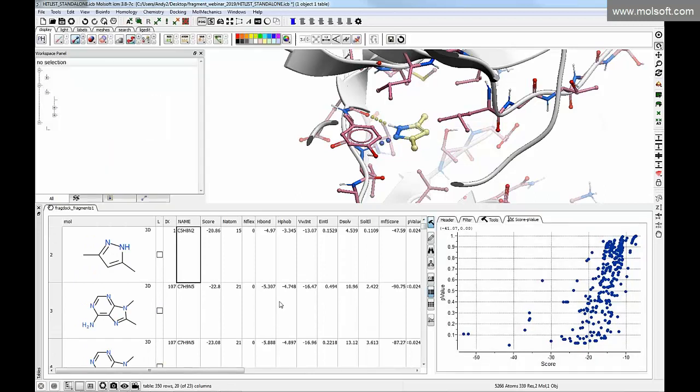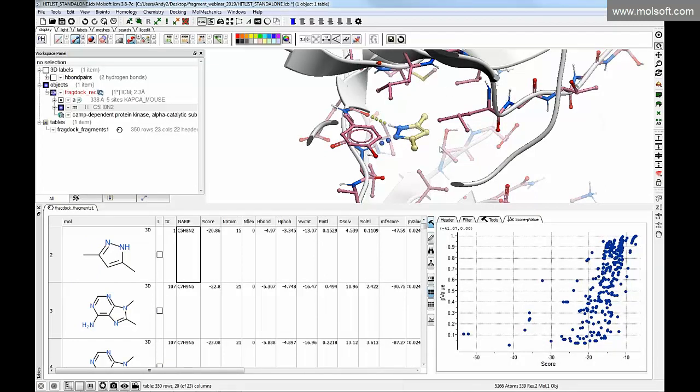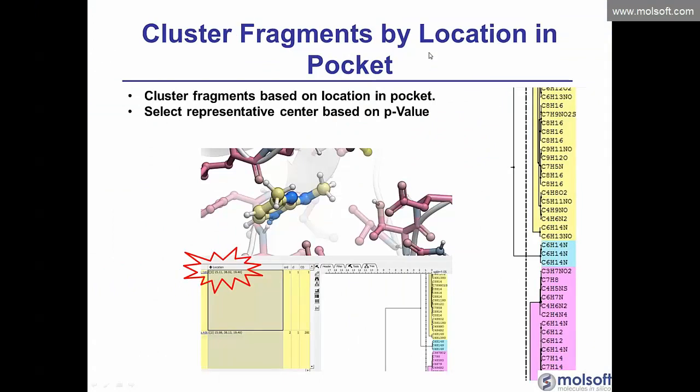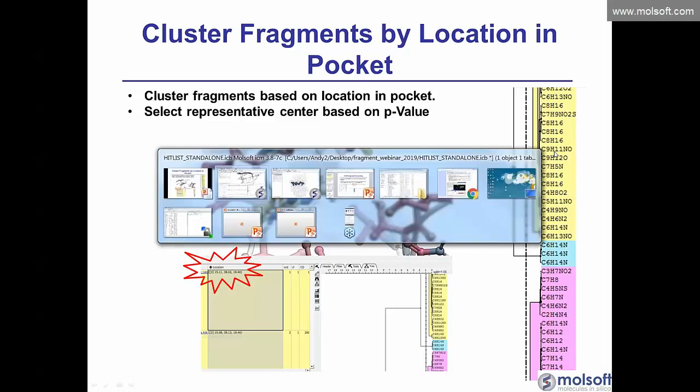It's quite a big pocket that we actually dock to. So we're going to find fragments in different regions of the pocket. So it's useful to be able to cluster the fragments by where they bind in the binding pocket. We have a column called location, and then we can cluster this column, and you get a cluster tree. Basically all the ones with a similar color are going to be roughly in the same position in the binding pocket. So I'll show you how to do that.